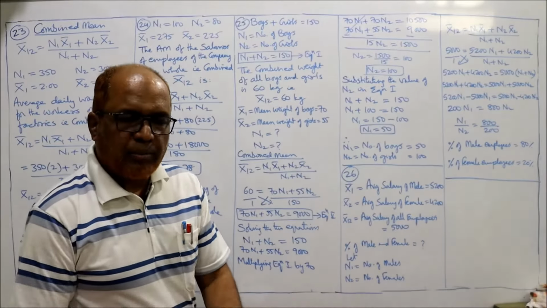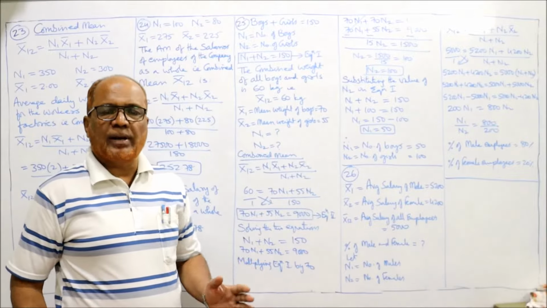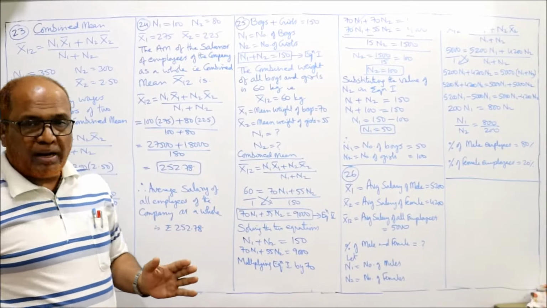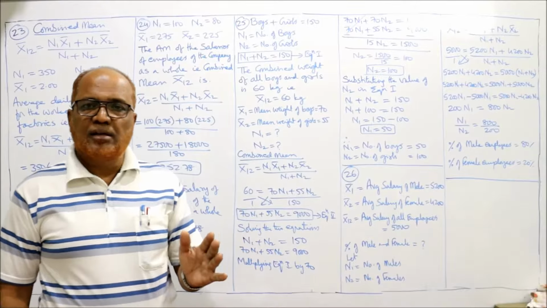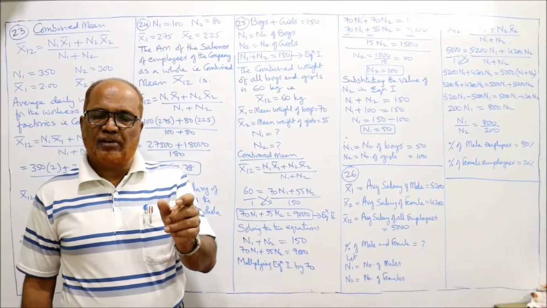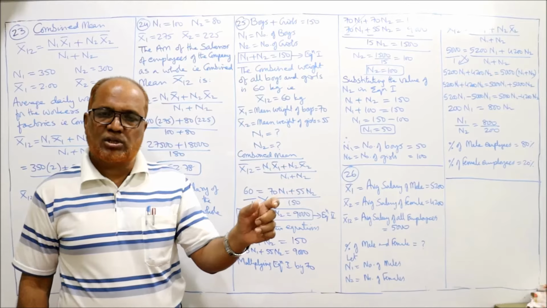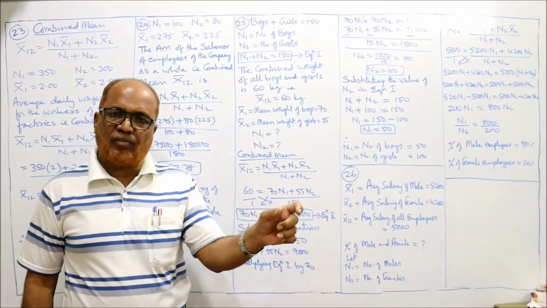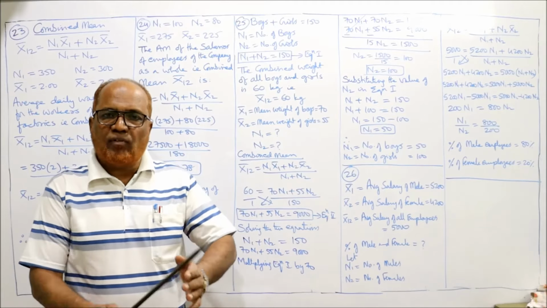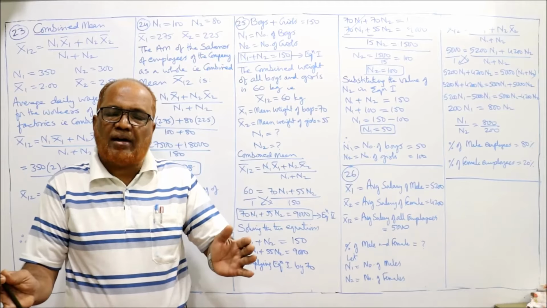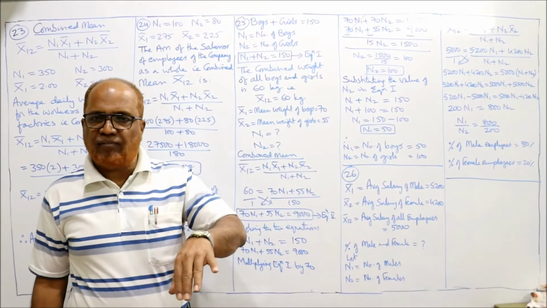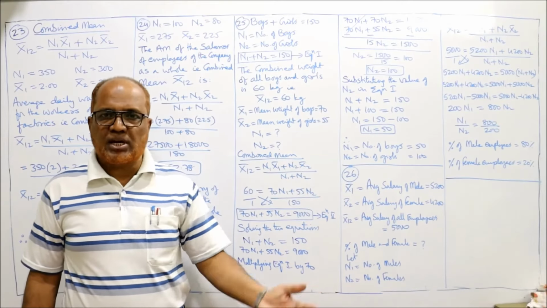That is, in the whole company we have two branches. So we are given the number of employees in the first branch and the number of employees in the second branch, and the average salary of employees of the first branch and of the second branch. We want to find out the combined average salary of all the employees working in A branch as well as B branch.